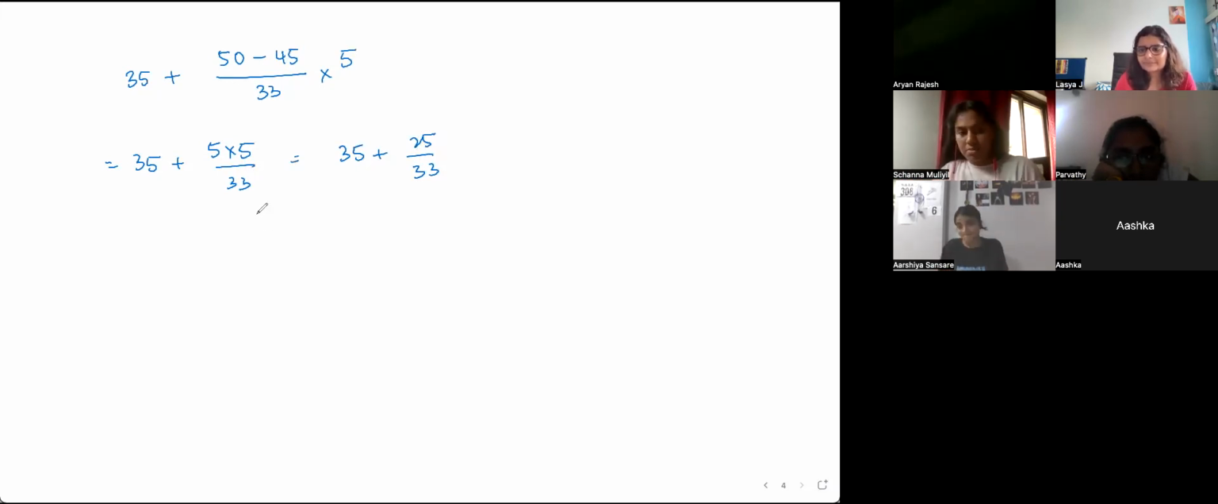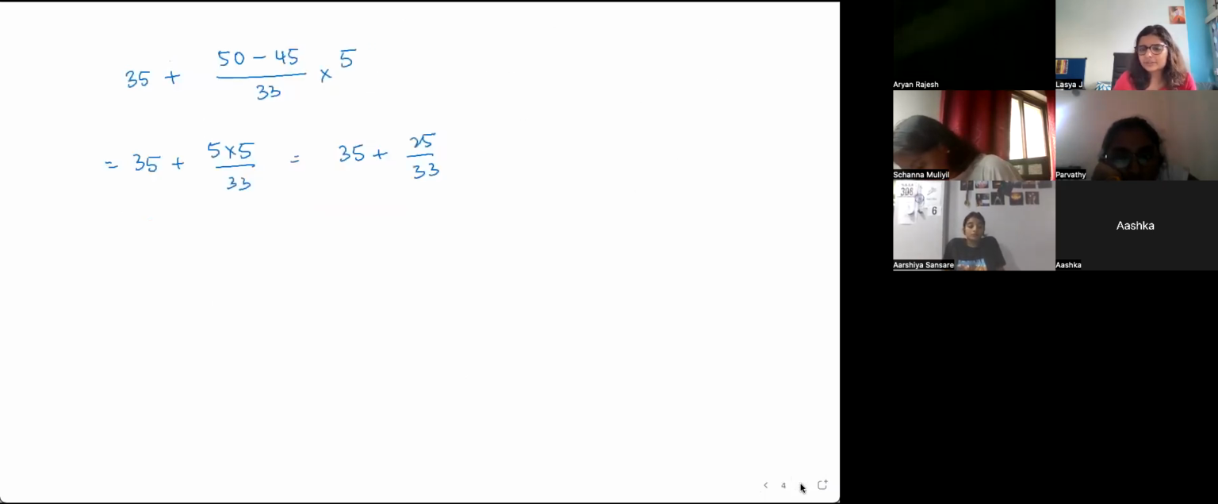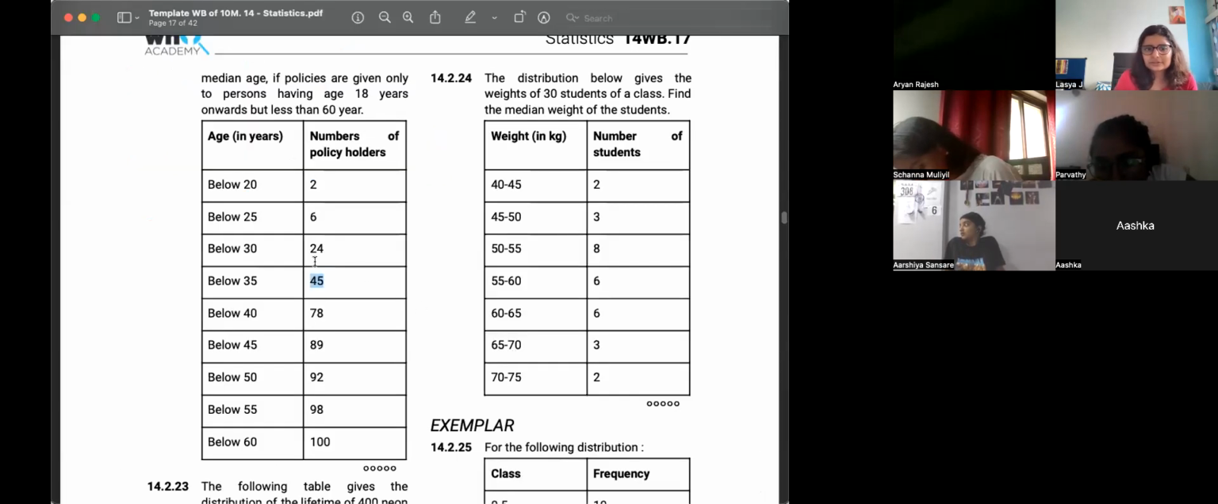Ma'am, how is it 45? Ma'am, I got confused. Oh, 45 because CF is cumulative frequency of class preceding the median class. तो एक class ऊपर का जो cumulative frequency है वो लेना है. So the table that you've made, cumulative frequency लेना है. So that'll be 45. Like 35 to 40 is your median class. So एक ऊपर will be 45. No, understood.